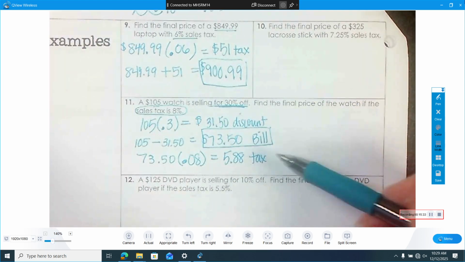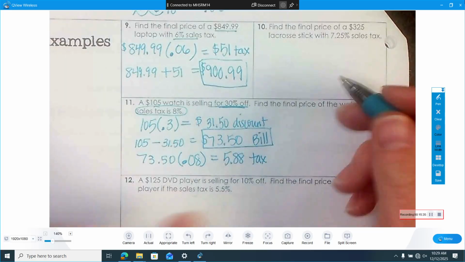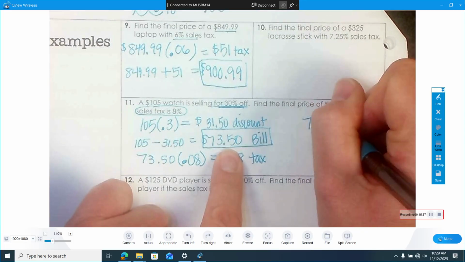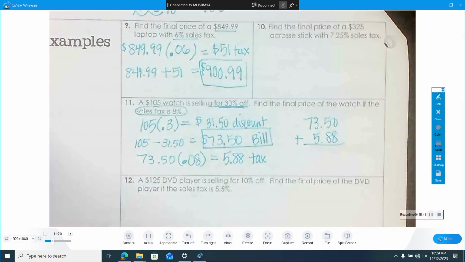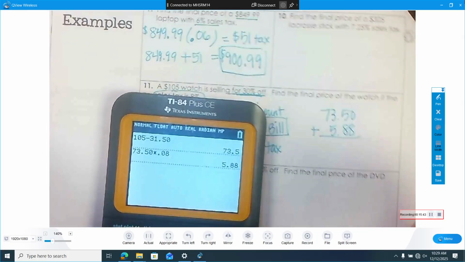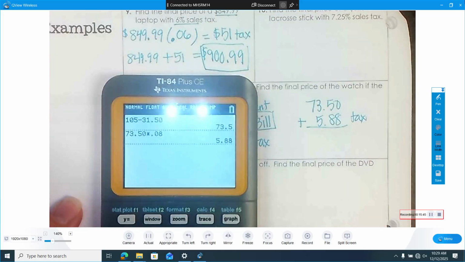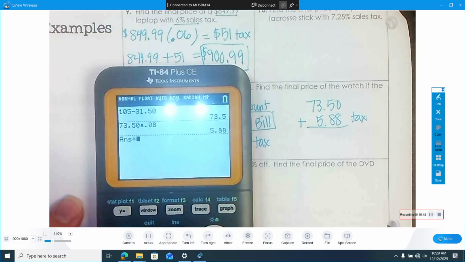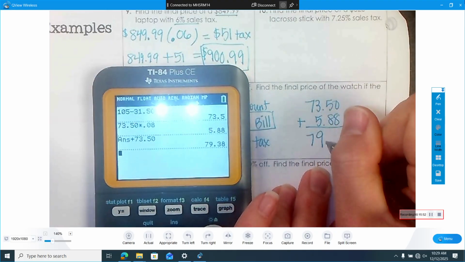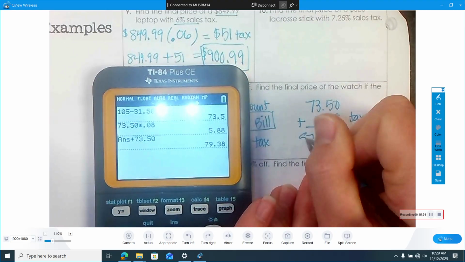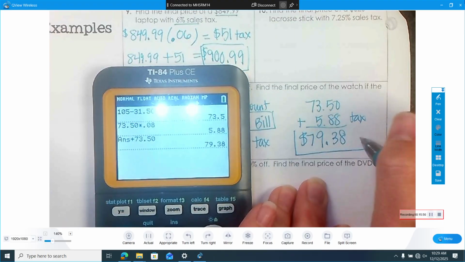So what do we need to do now? Yeah, add the bill with the tax. So $73.50 plus the $5.88 gives us the bill plus tax, which is $79.38. And so that is the final price.